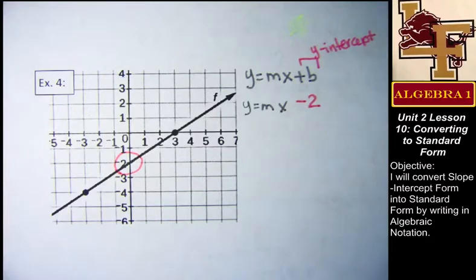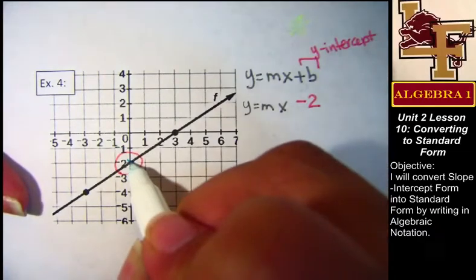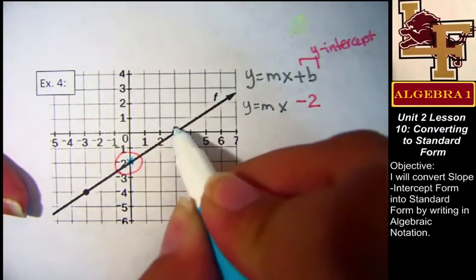Next, I need the slope. So I'm going to go figure out the slope of this line. I'm going to pick any point on the line, and I'm going to go to some other point on the line, and I'm going to count how far I have to rise or fall, and how far I have to run left or right in order to make that happen. I'm going to pick this point and this point.